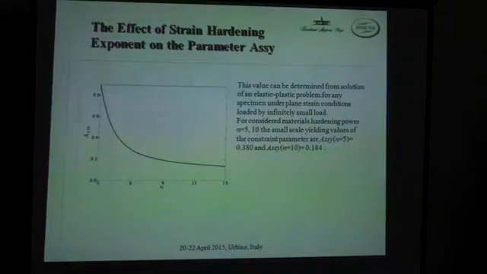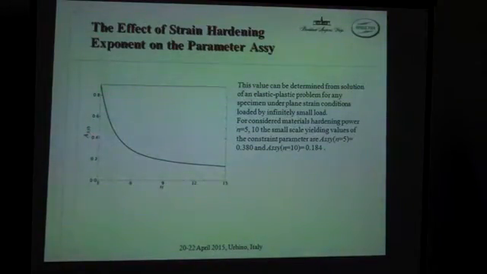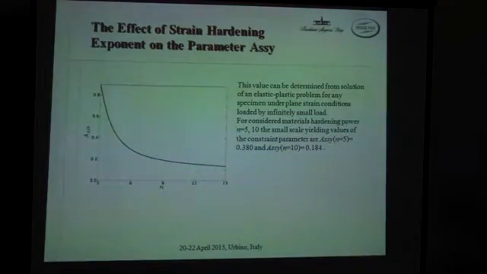Of course, we need to analyze the effect of strain hardening exponent on parameter A. This value can be determined from solution of an elastic problem for any specimen under plane strain condition, loaded by infinitely small load. And it can be seen as a result of calculation a parameter in small scale yielding conditions as a function of strain hardening exponent.